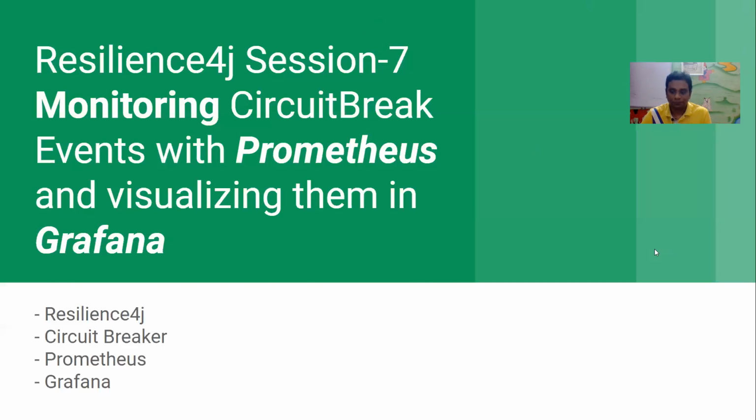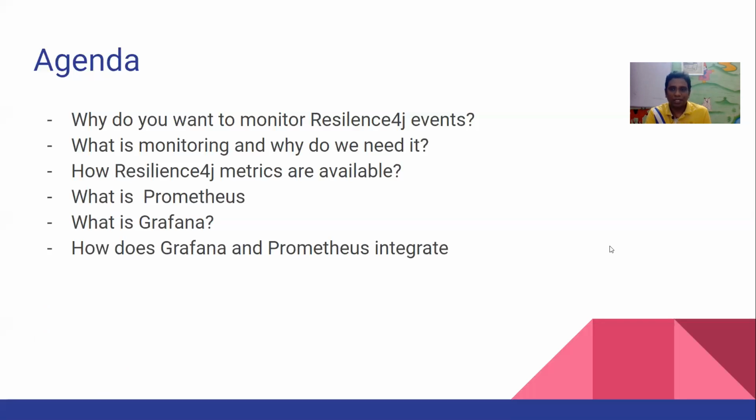So why do you want to monitor Resilience4j events? You implemented a circuit breaker. That's fine. That is coming into action whenever something goes bad within Service B. But why do we monitor? We want to monitor how many times Service B really went bad, and how many times my circuit breaker moved from one state to another state, so that at the end you have to fix Service B, right? So that's the reason you want to monitor them.